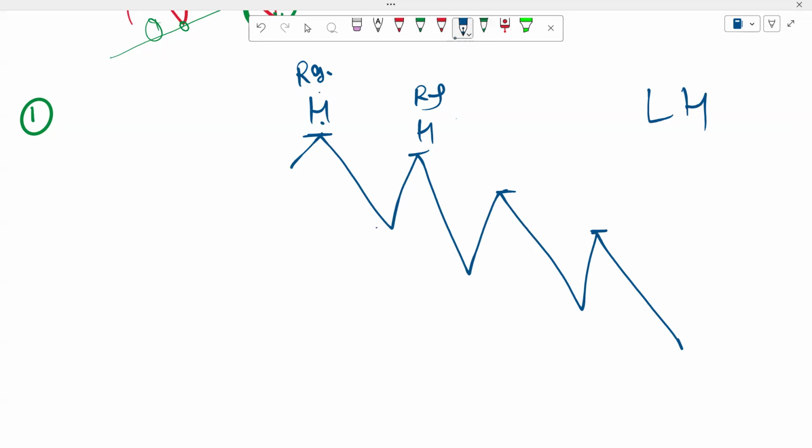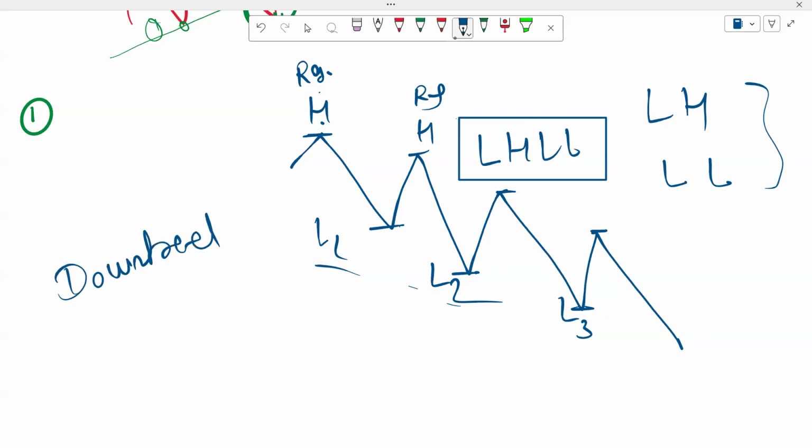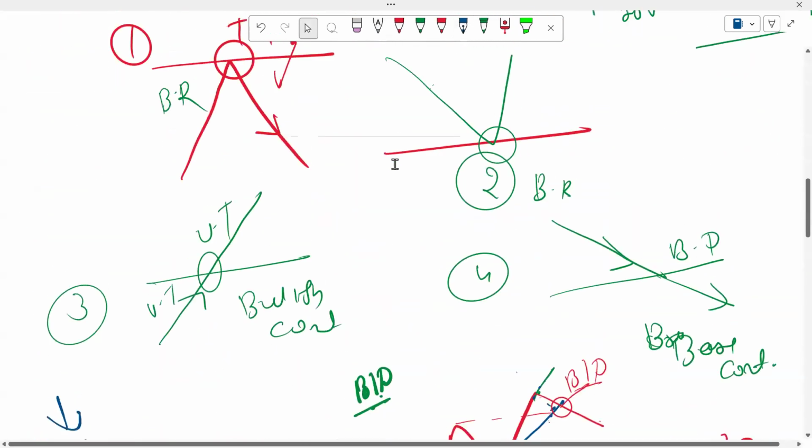And see the lows also. Lows are also getting lower each and every day. So in classic language we call it lower highs, lower lows. This is your typical downtrend. Any downtrend will be lower high and lower low. Any uptrend will be higher highs and higher lows.